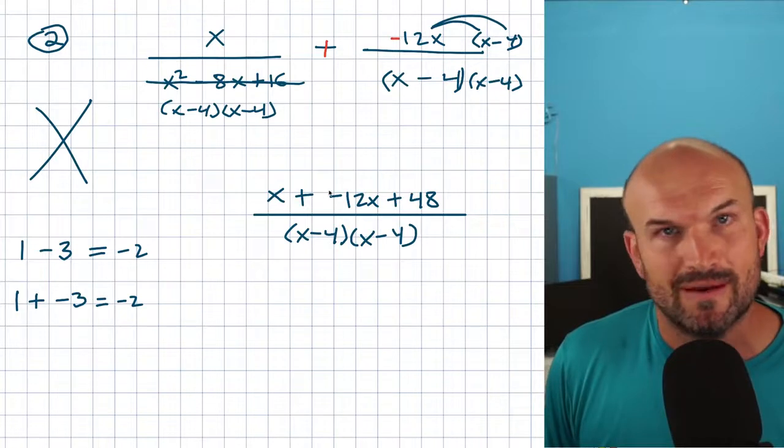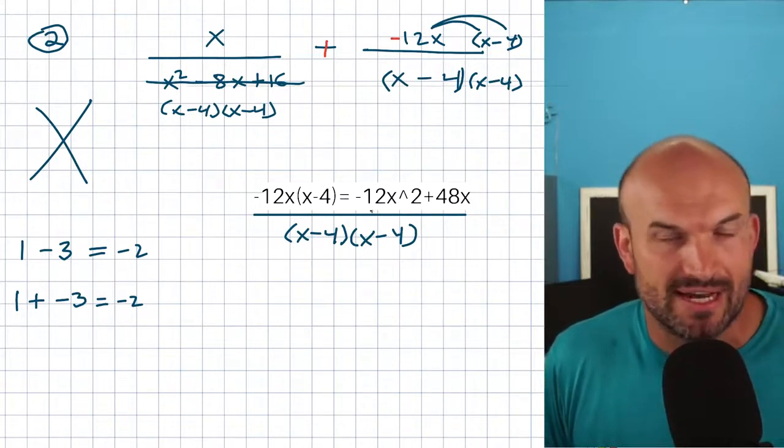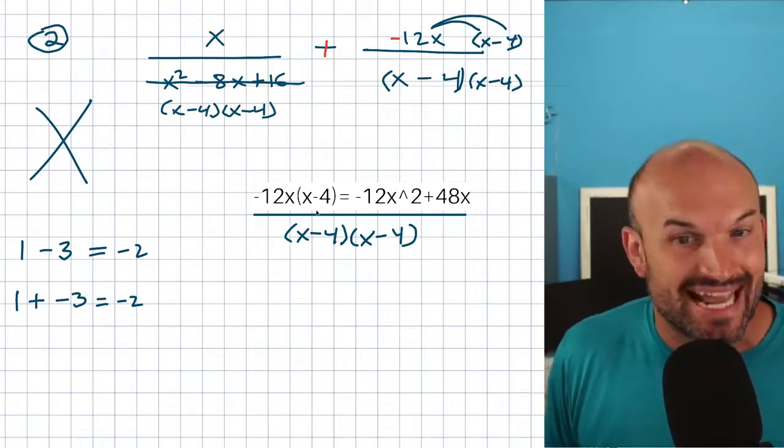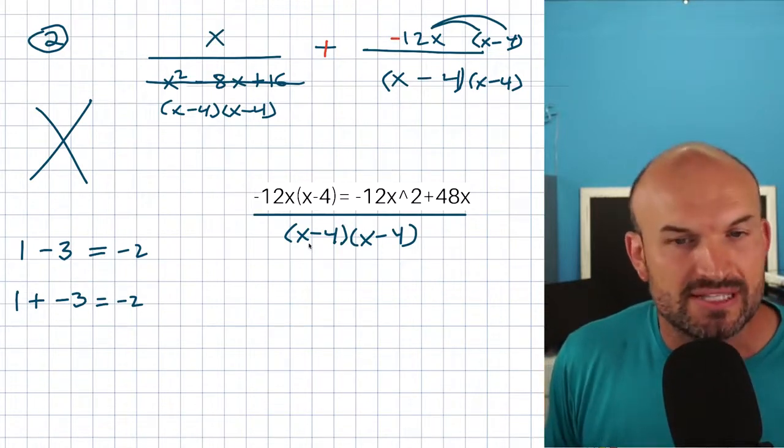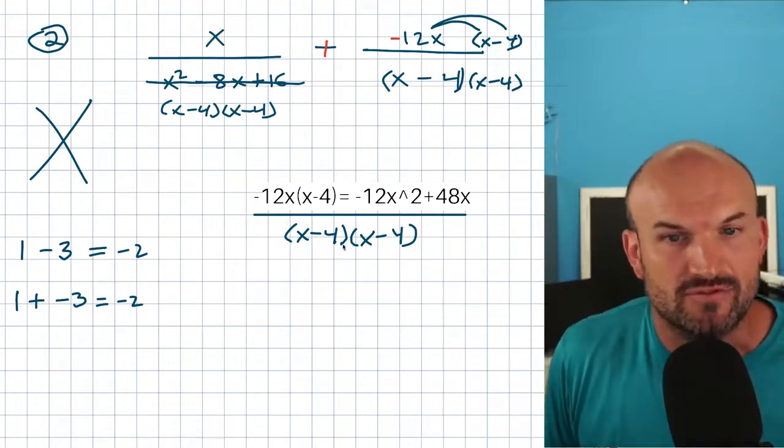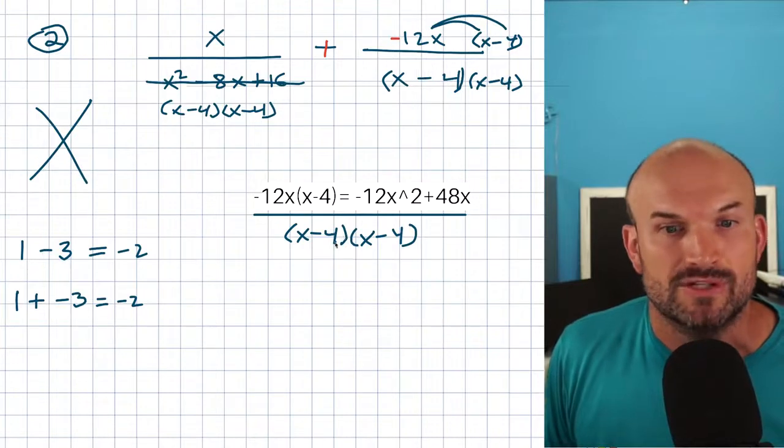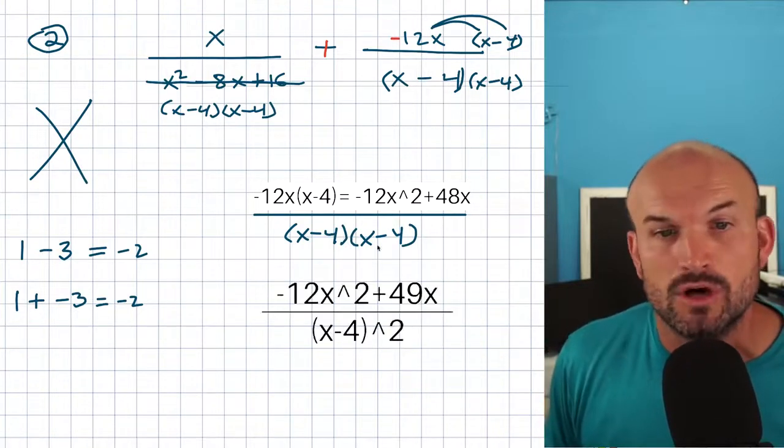So now I can just go ahead and simplify my numerator, right? x plus a -12x, or x minus 12x, is just going to be a -11x. And then the way that you could simplify your denominator, you could leave it in this factored form, or you could also write it as a binomial squared, right? We could just write this as x minus 4 quantity squared.